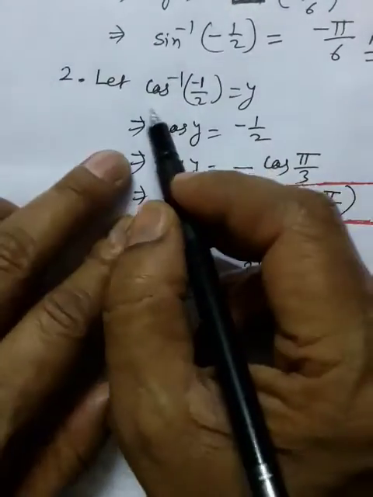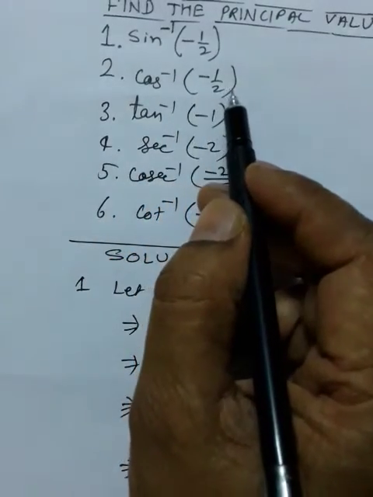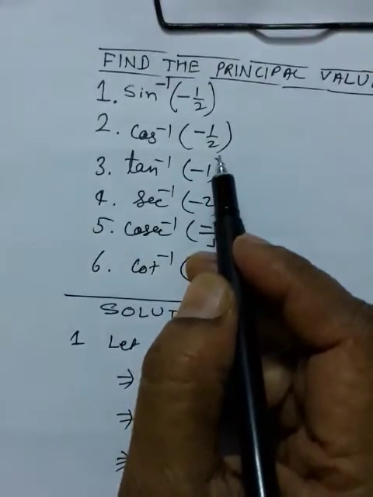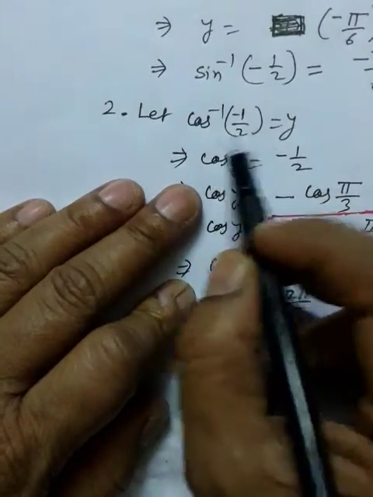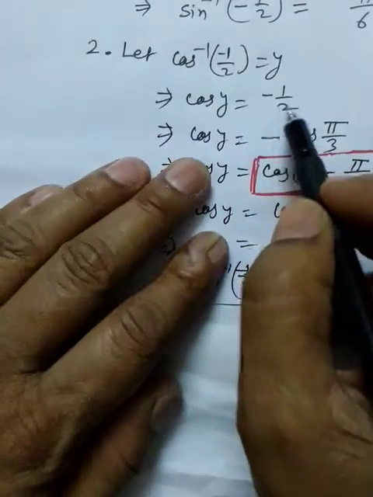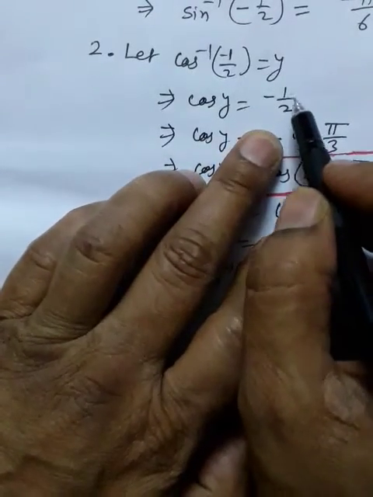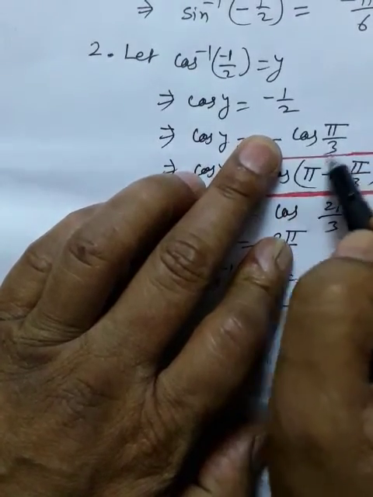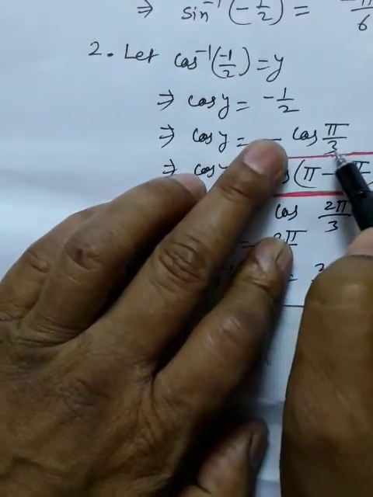Now coming to the second question. The second question was cos inverse minus 1 by 2. You have to find the principal value for this. So first we will suppose this is equal to y. In all questions like this, let cos inverse minus 1 by 2 is equal to y. Cos y is equal to minus 1 by 2. Cos y is equal to minus, this minus will be as it is, and for 1 by 2 you write here the value for cos. So minus cos pi by 3.